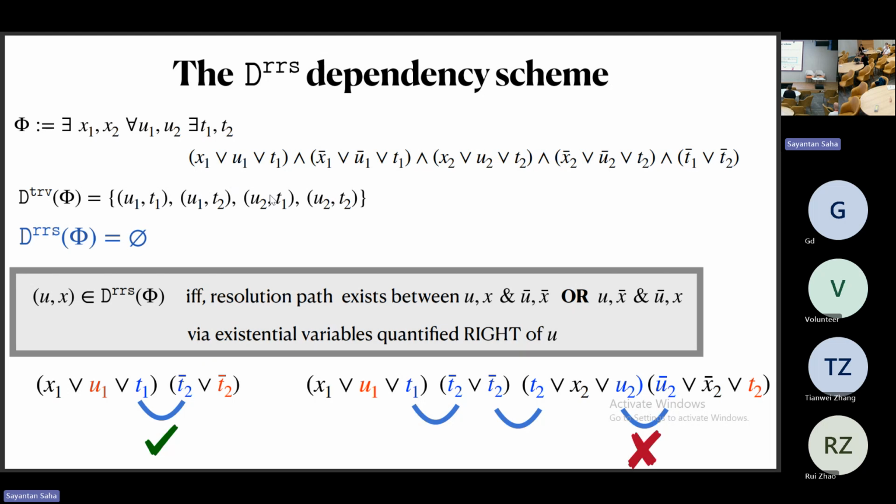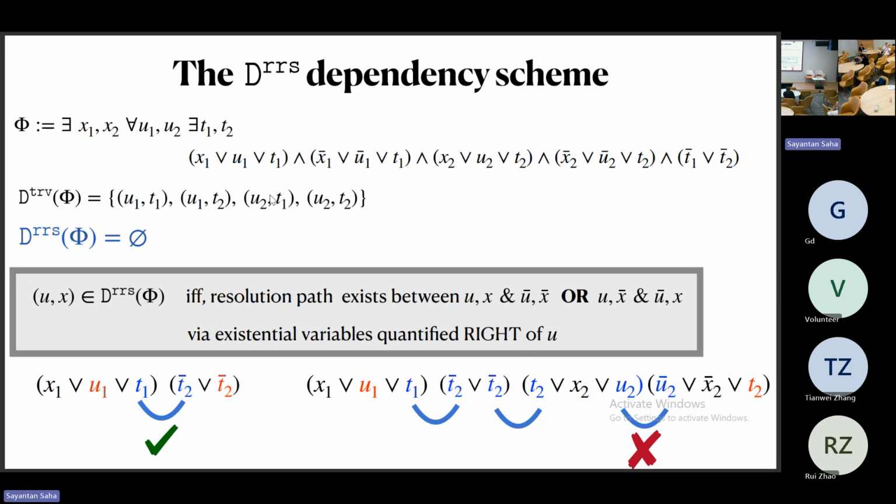And so what is this resolution path? This resolution path is basically if I have a sequence of clauses, and I pick one literal from the first clause, I pick one literal from the last clause, and I have these literals in opposing polarities along the way.